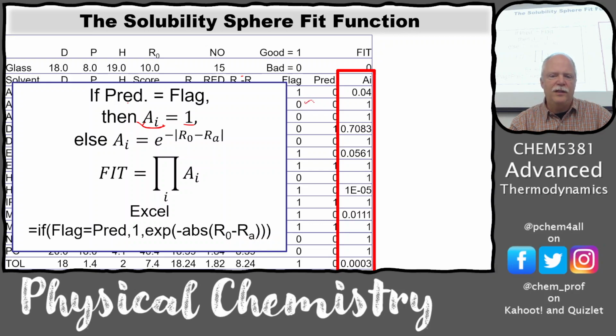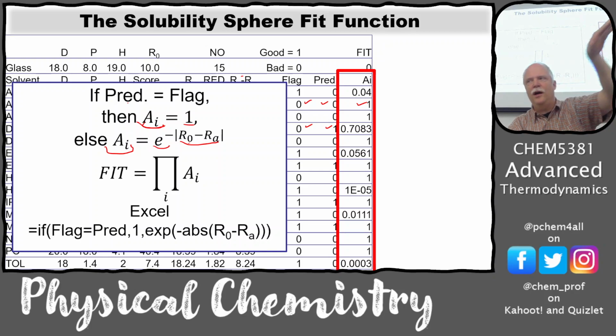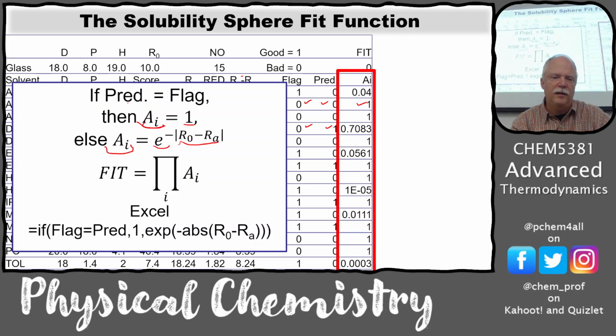So we can see over here, the flag was 0, the predicted was 0, so AI is 1. Here, the flag was 0, so we call that a bad solvent, but this predicted from our D, P, H and R values, our 0 values, is saying that this solvent is inside the sphere, and so that's a problem. When it's a problem, we calculate how bad the problem is. It's the exponent of the minus of this absolute value difference. We don't want it to be signed in terms of inside or outside of the sphere, so we take the absolute value of that difference and then make it negative. So it's this exponential. It's a maximum of 1 and then it goes down dramatically in an exponential fashion.